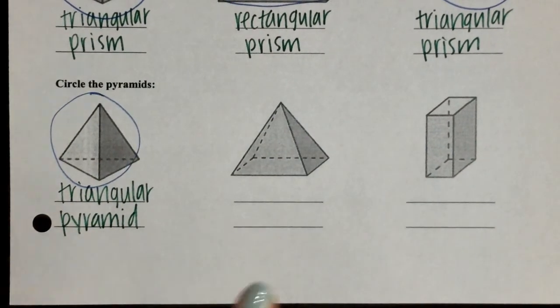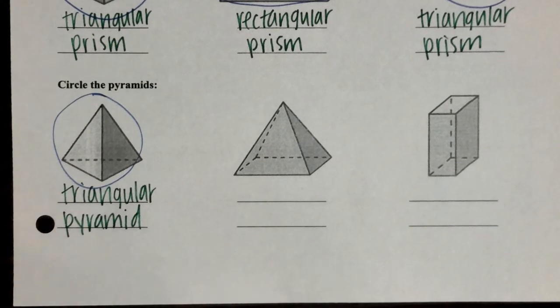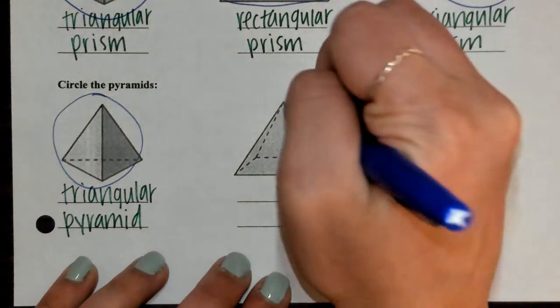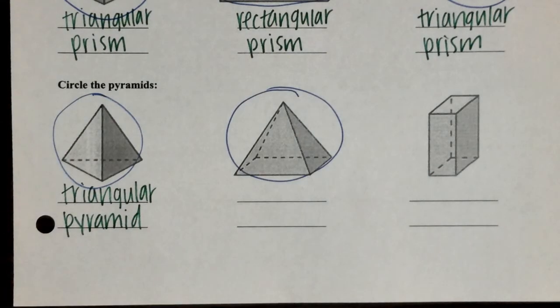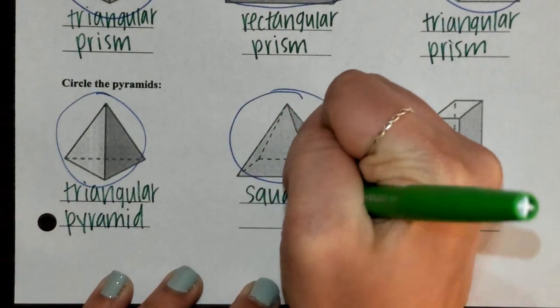Okay. What about this second one? Raise your hand if you think it is a pyramid. Good. Dayton, why do you think it's a pyramid? Because it all comes to one point and it has one base. What do you think the name of this one is? What else do we think? Dallas? Square pyramid. Technically, you could use either because we're not sure if it's a square or a rectangle, but we're going to use square for this purpose.